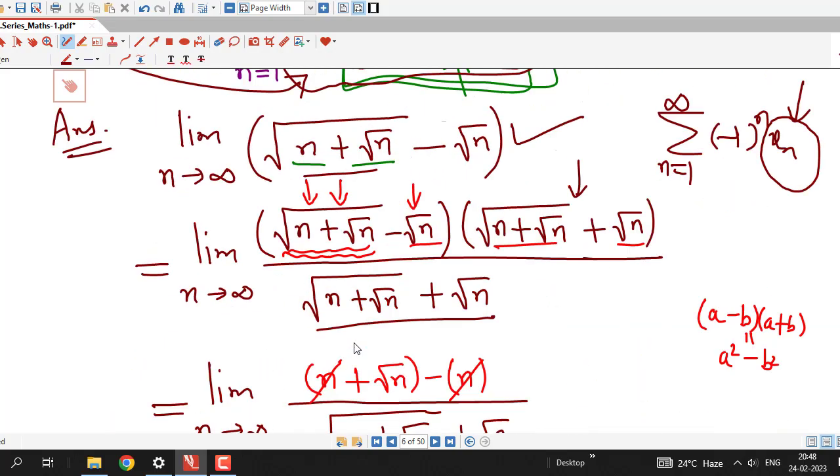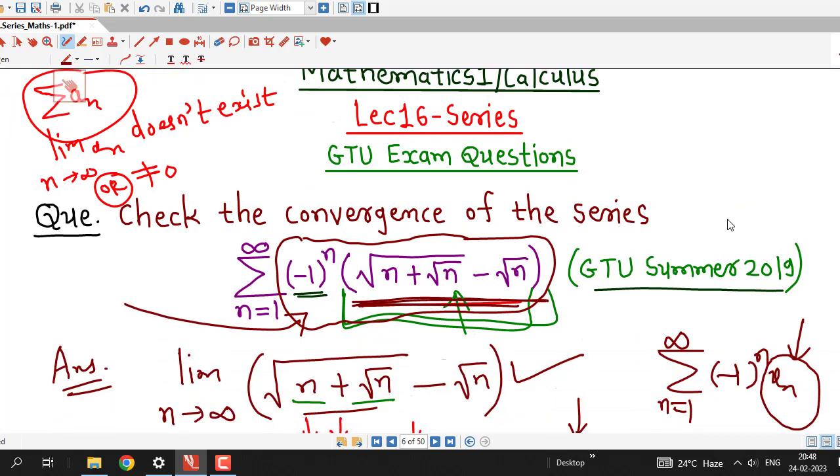So this is a very nice question. It was asked in the GTU Summer 2019 exam, and we are able to decide its convergence using the nth term test for divergence. And here we find that because the limit of the nth term does not exist, this series is divergent.